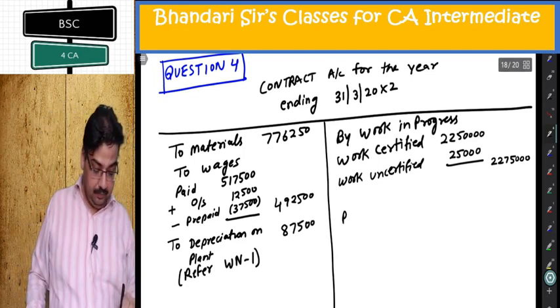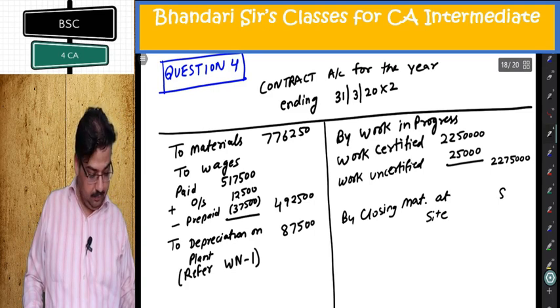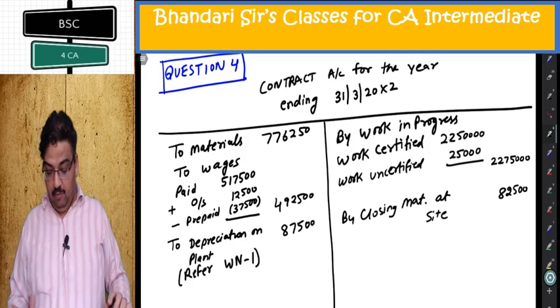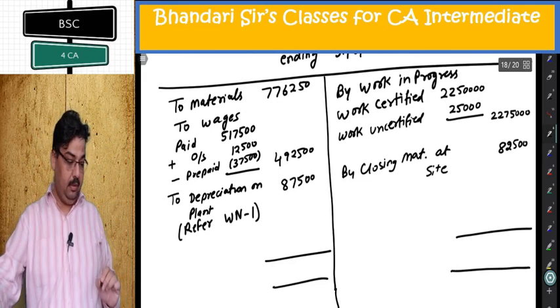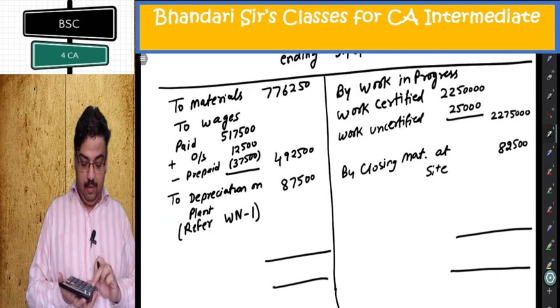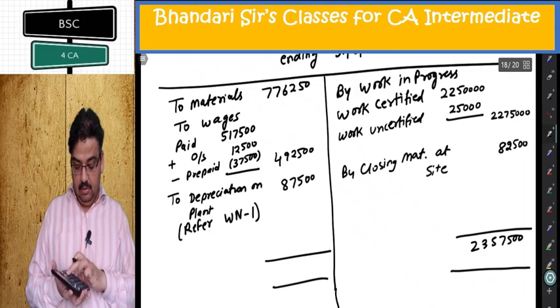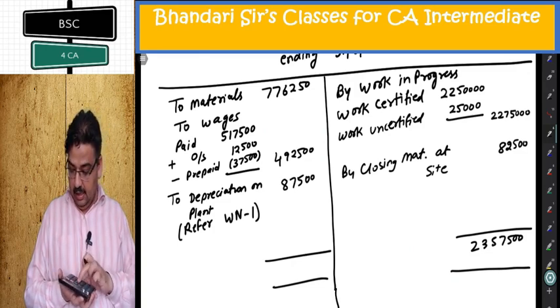Material at site. By closing material at site 82,500. Depreciation I have already put, there is nothing else at the bottom. So I can get the notional profit here. 22,75,000 plus 82,500. I am getting 23,57,500 total there. 776,250, 492,500, 87,500.